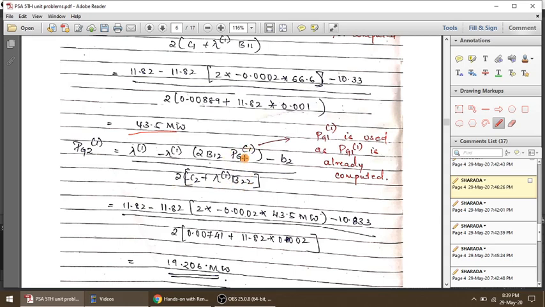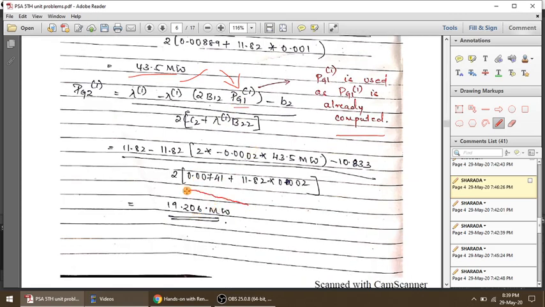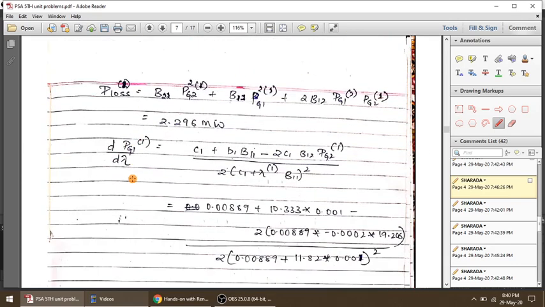Now I have taken pg1 of 1, whatever I have calculated here, the same value can be taken, because you have to always use the latest value. So pg1 of 1 is used because it is already computed. You should not take pg1 of 0, because pg1 of 1 is already computed. Had it not been computed, then you could have used pg1 of 0. So use pg1 of 1, substitute here and get this value. So you get around 19.206 megawatt. So this becomes the first iteration.